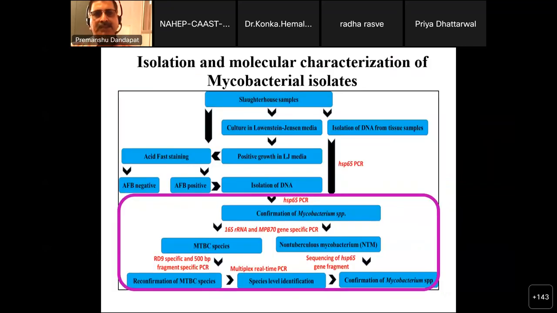So the protocol, or the SOP, standard operating procedure, which we are using: basically after getting the slaughterhouse samples, we divide them into three parts. One goes for acid-fast staining, the second part we use for cultural isolation, and the third part for the isolation of DNA for direct screening by PCR. Then, even after isolation, we go by the acid-fast stains, and we also isolate the DNA, and we do the different PCRs. So I'll just show you.